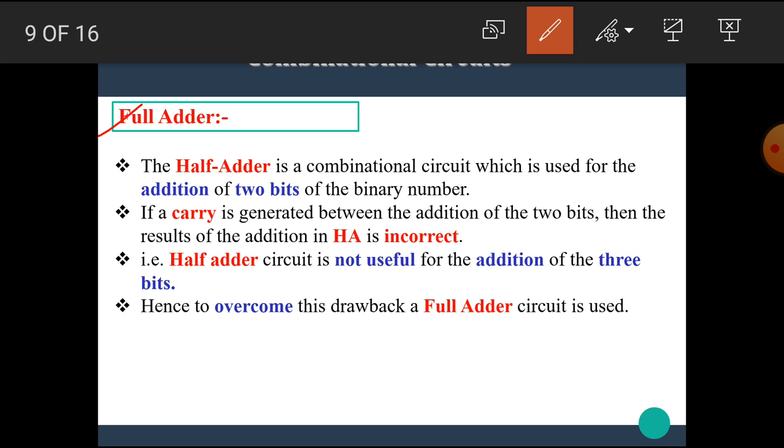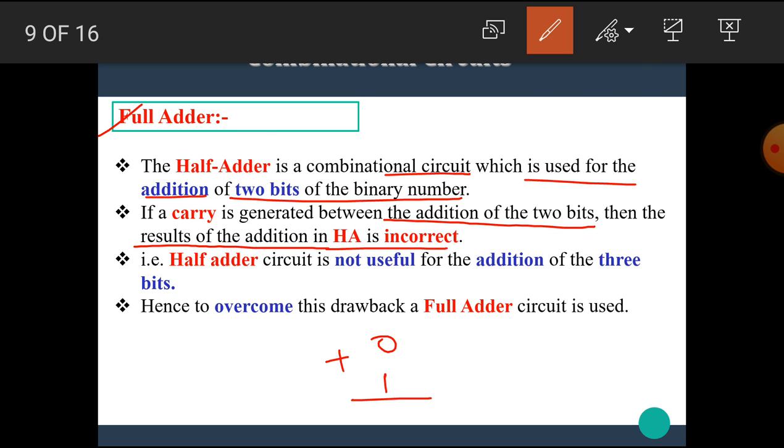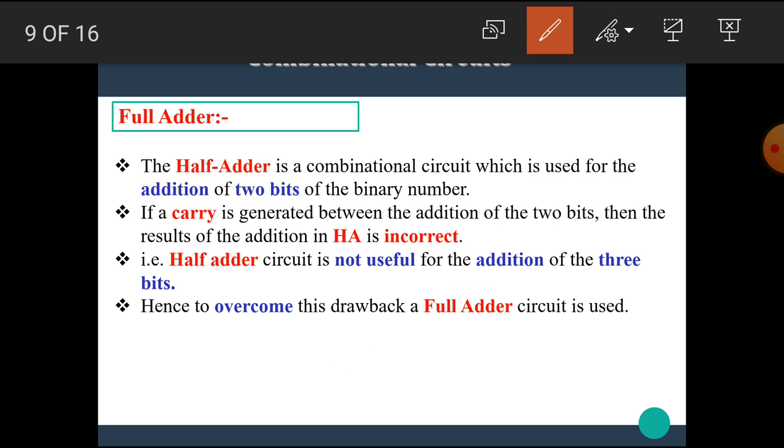The half adder circuit is a combinational circuit which is used for the addition of two bits of the binary numbers. That means in half adder circuit we can add the two binary numbers like 0 plus 1. Okay, if carry is generated between the addition of the two bits, then the result of the addition in the half adder is incorrect. That means consider here the addition of the two numbers 010 plus 110. Okay, here this 0 plus 0 result sum is 0 and carry is 0.